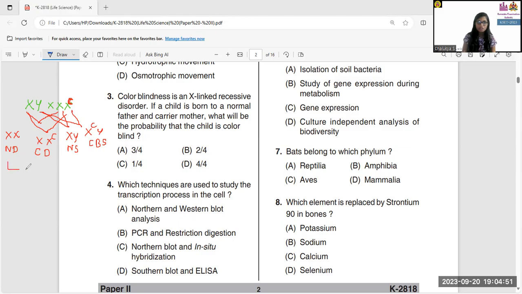Here there are 4 children, and only one child is affected. That is 1 by 4. Here the carrier is also there, but this is a female child, so even though one chromosome has the carrier gene, it is not expressed. Only in males it is expressed, because males have only one X chromosome while females have two. So the answer is 1 by 4. In the 4 children, one child, the color blind son, will be affected. For this type of question, you have to solve like this. Next question.